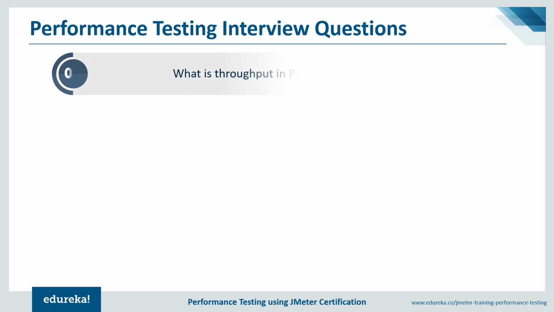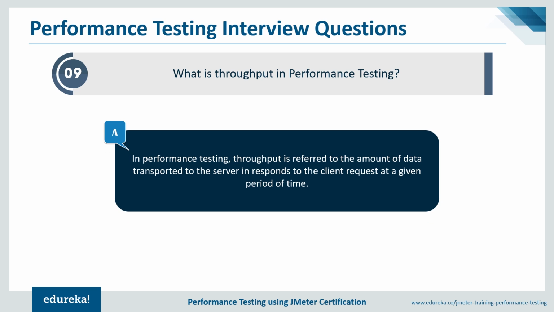Now the next question is, what is throughput in performance testing? For every application, there are lots of users performing lots of different requests. What you need to ensure is that your application meets the required capacity before it hits production or live. So in performance testing, throughput refers to the amount of data transported to the server in response to the client request at a given period of time. Your throughput depends on factors like specifications of the host computer, processing overhead in the software, degree of parallelism, both hardware and software support, and types of transactions being processed.